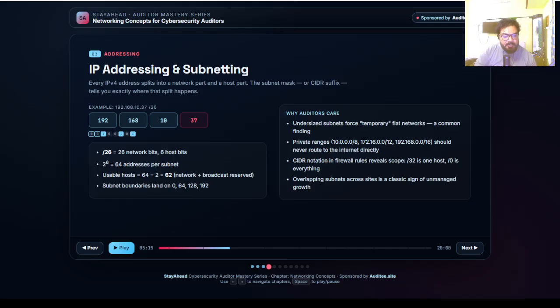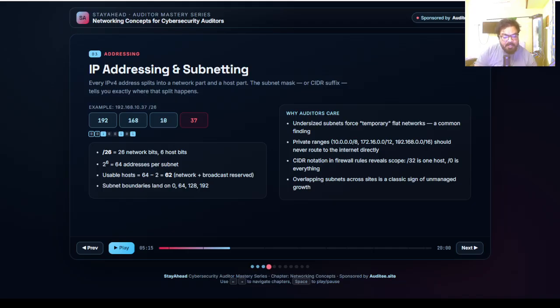Every IPv4 address splits into a network portion and a host portion, and the subnet mask or CIDR suffix tells you exactly where that split happens. Let's work an example auditors see constantly: 192.168.10.37 with a /26 mask. The /26 means 26 network bits and 6 host bits. 2 to the power of 6 gives 64 addresses in that subnet. Subtract 2 for the network and broadcast addresses, and you get 62 usable host addresses. Subnet boundaries for a /26 always land on 0, 64, 128, and 192 in the final octet. So 37 falls inside the 0 to 63 block.